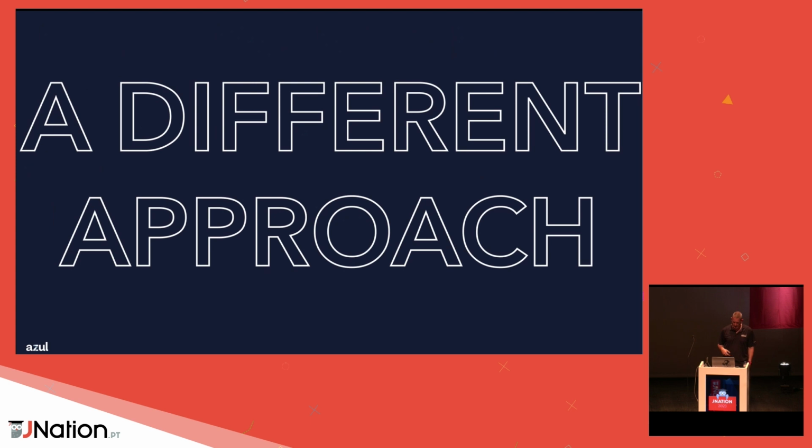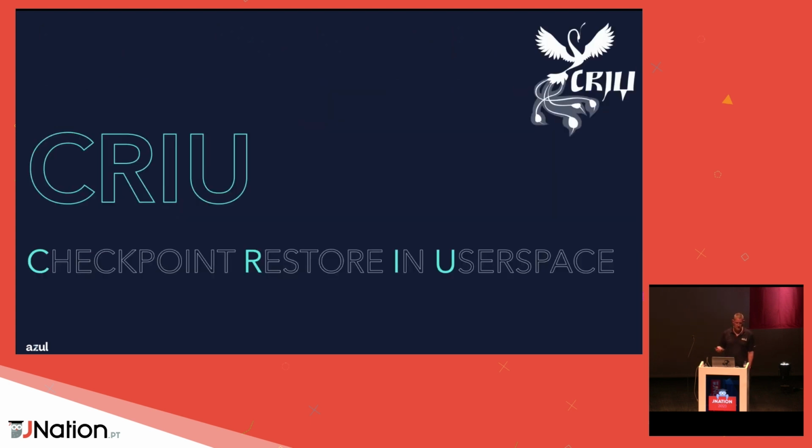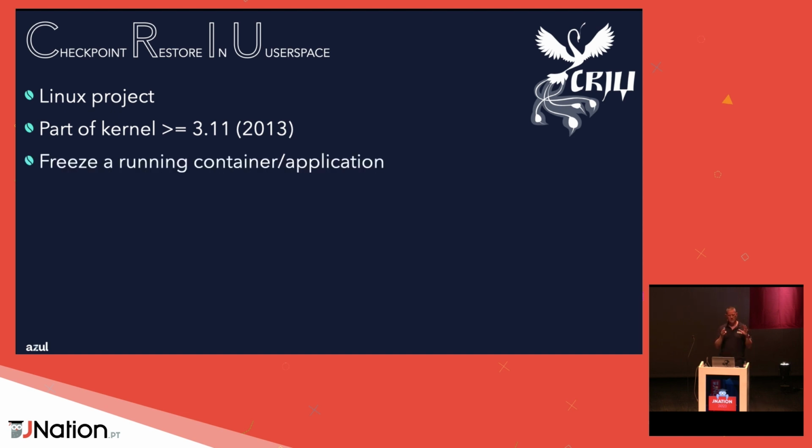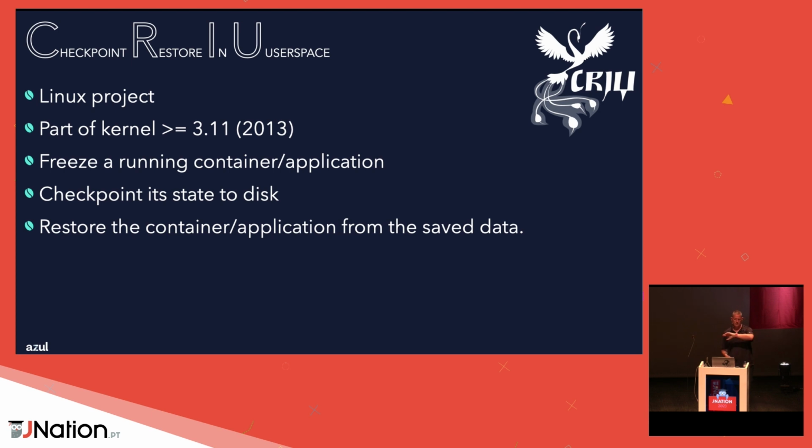Okay. Let's take a look at a different approach. We have a project in Linux called CRaC. Does someone know that or ever heard about it? Nobody? It's checkpoint restore in user space. And it's a Linux project. I already mentioned that. It's part of the kernel since 2013. So that's nearly 10 years already in the kernel. Means it's quite mature. It's nothing really new. And it was made to freeze a running application or container and then save the state to disk. And at a later point, restore this state back into memory.